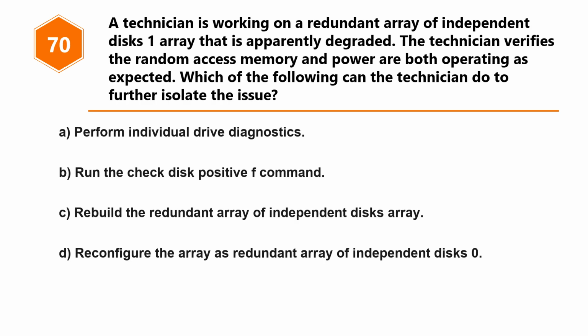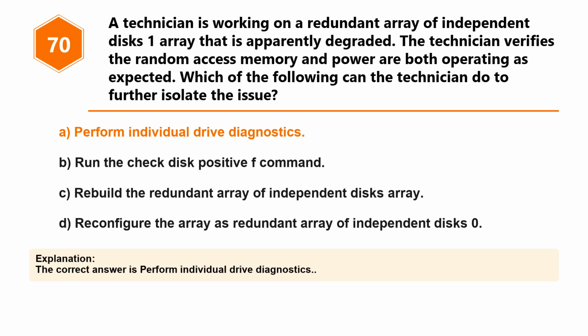Question 70. A technician is working on a redundant array of independent disks 1 array that is apparently degraded. The technician verifies the random access memory and power are both operating as expected. Which of the following can the technician do to further isolate the issue? Option A, perform individual drive diagnostics. Option B, run the check disk slash F command. Option C, rebuild the redundant array of independent disks array. Option D, reconfigure the array as redundant array of independent disks 0. The correct answer is option A, perform individual drive diagnostics.